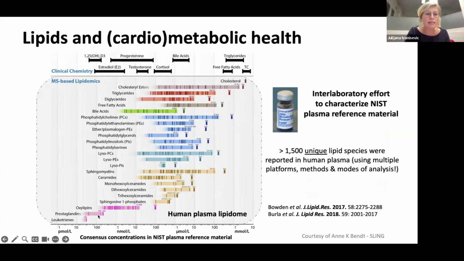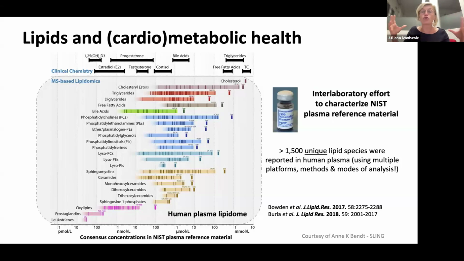You can see on this scheme that more than 20 different lipid classes with an impressive diversity of lipid species could be detected in human plasma. Here each line represents one lipid species, and if you go down, you can see its corresponding analytical consensus concentration, which was established during this interlaboratory effort. Overall, more than 1,500 unique lipid species were reported in human plasma at that time, back in 2017, using multiple technological platforms, multiple methodologies, but also modes of analysis.